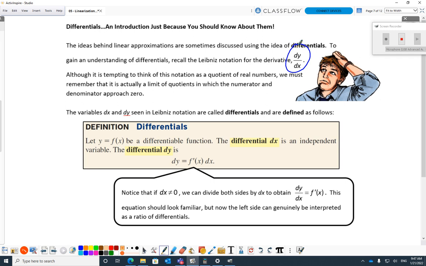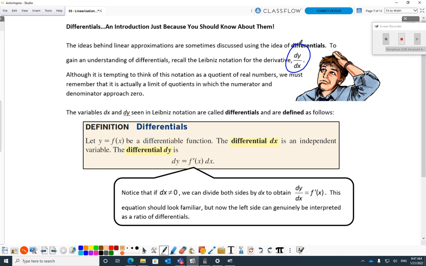Let y equals f of x be a differentiable function. Boy, you're going to see that in all sorts of things along the way. This sort of starts with, well, you've got to be able to take the derivative. It's got to be differentiable. The differential dx is an independent variable. The differential dy is dy equals f prime times dx.